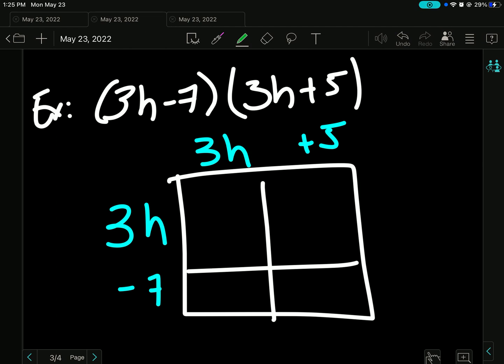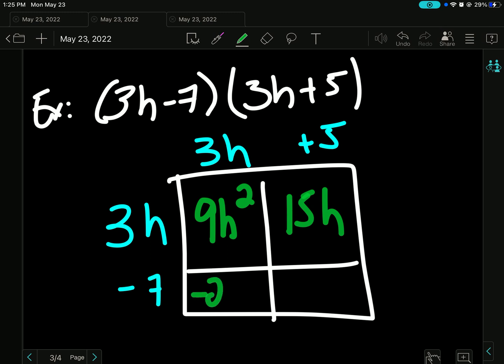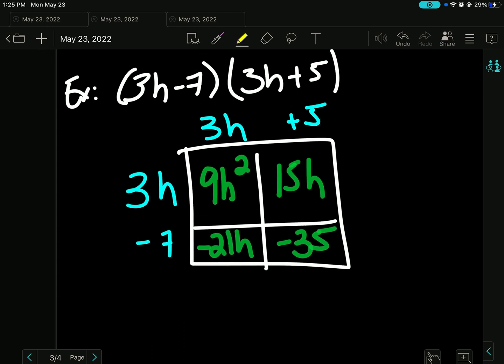So 3h times 3h is 9h squared, because 3 times 3 is 9, and h times h is h squared. 3h times 5 is 15h. 3h times negative 7 is negative 21h. And negative 7 times 5 is negative 35. Okay. Remember, our diagonals tend to have some sort of like terms, which we do have here, the h's.